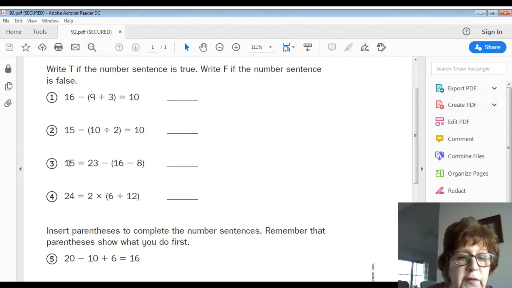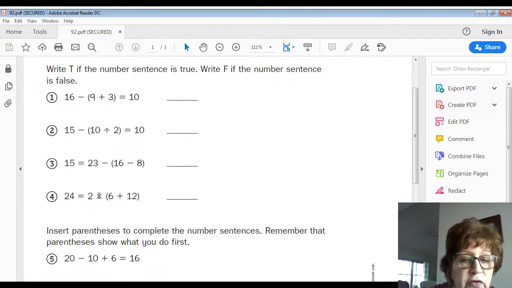Number 3, 15 equals 23 minus 16 minus 8. Do what's in parentheses first. 16 minus 8 is 8. What is 23 minus 8? 15? Okay, so then that one is going to be true.